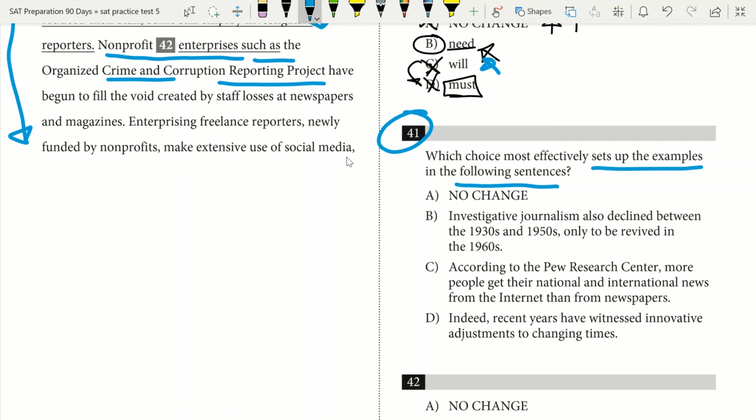Now in this case, I'm going to go ahead and answer question 42 because I see it's a simple grammar question, so I want to answer that as I read on. So I see I have nonprofit enterprises, and then I have such as the Organized Crime and Corruption Reporting Project have begun to fill the void created by staff losses at newspapers and magazines.